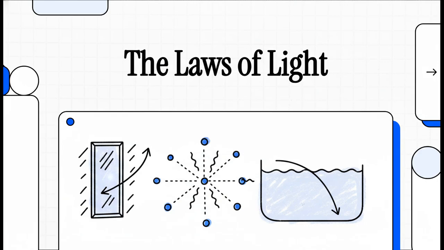All right, welcome. Today we are talking all about light, and we're going to see how two of its most basic behaviors, the way it bounces and the way it bends, all come down to a single, unbelievably simple rule.